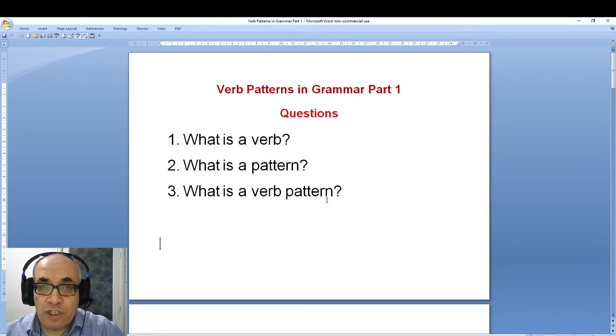I have 3 questions for you. Question 1, what is a verb? Question 2, what is a pattern? Question 3, what is a verb pattern? So let's look at the answers.